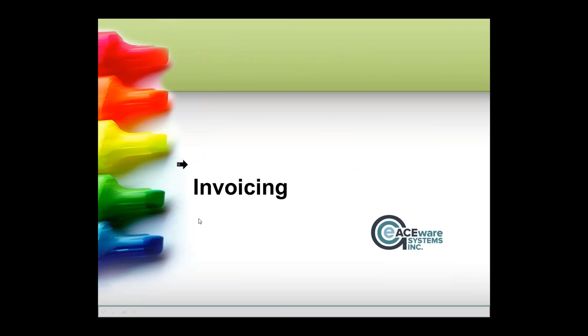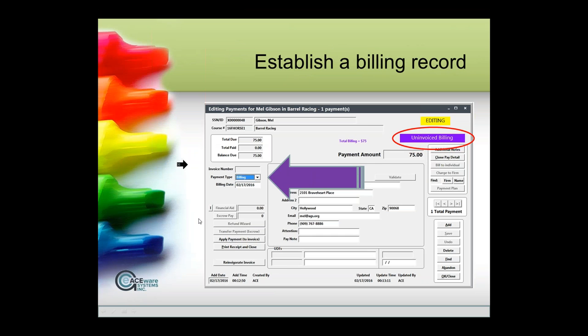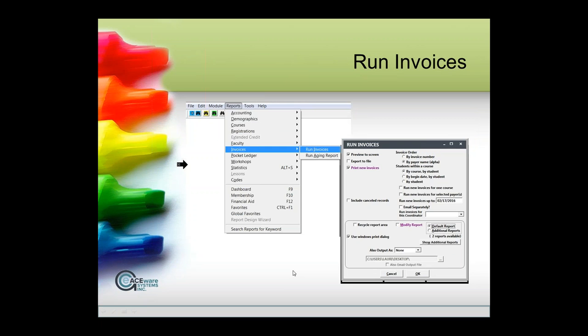Invoicing. Now, again, when we're doing an invoice, we've gone through a couple of these before, but when you create a billing record, whether that comes in via the web or you as staff are doing this through student manager, you would make the type billing, and it says uninvoiced bill, save that, and you've got the registration, you've got the billing.